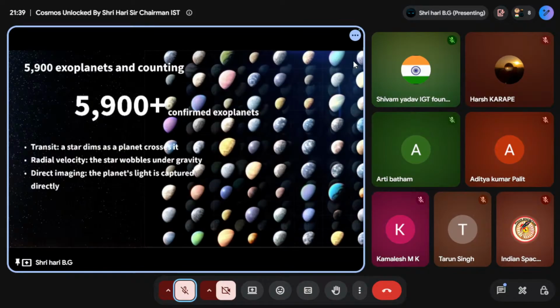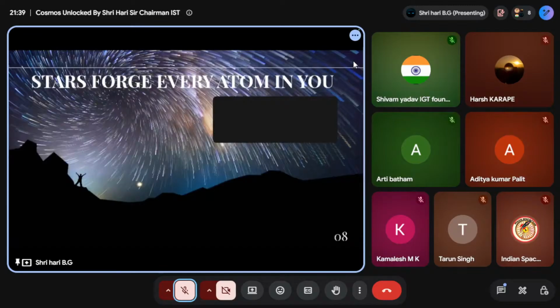The stars forged every atom in you. Now look at your own hand for a moment, left or right hand. Every oxygen atom you breathe, every carbon in your body, every iron atom in your blood was forged in a star. It was all created in a star, and then scattered in space by supernova.